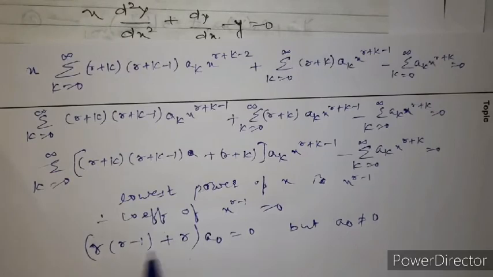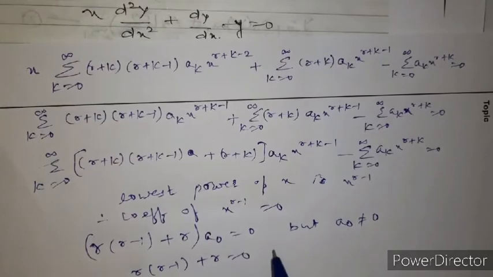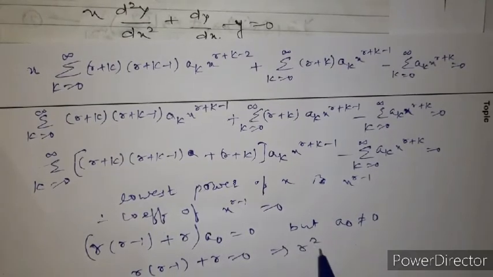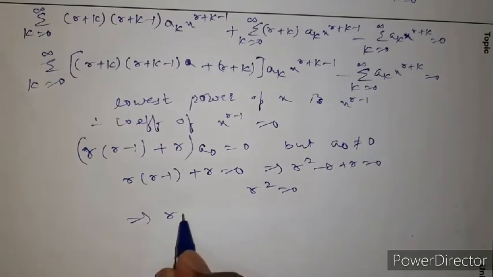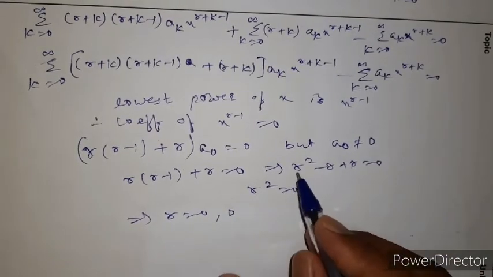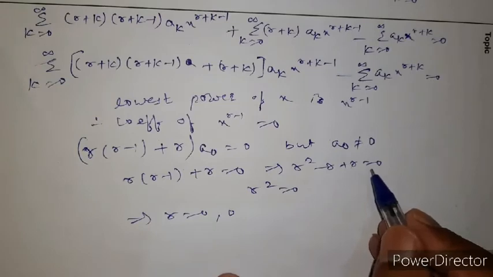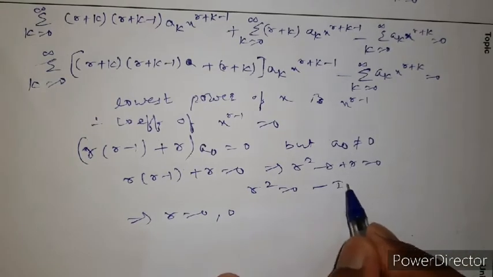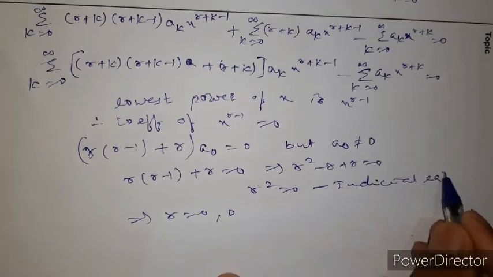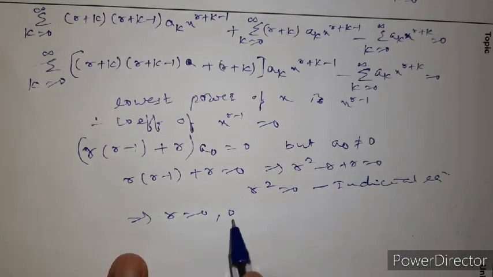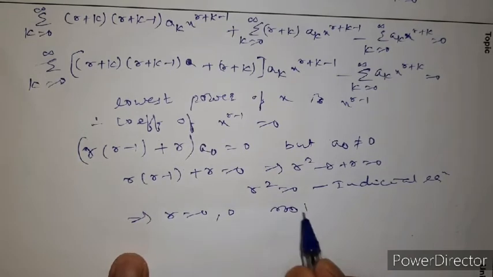Means which term is equal to 0 from this? I get r into r minus 1 plus r is equal to 0. So can I write here directly, or okay, we will take one more step. r minus r gets cancelled, I get r square is equal to 0. r square equal to 0 means what? r is equal to 0, 0. So this equation is our initial equation, r square equal to 0. Correct? And I get two roots, 0, 0. Roots are, yes, equal.